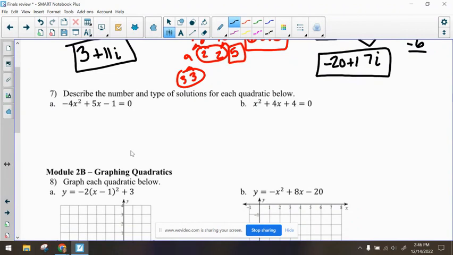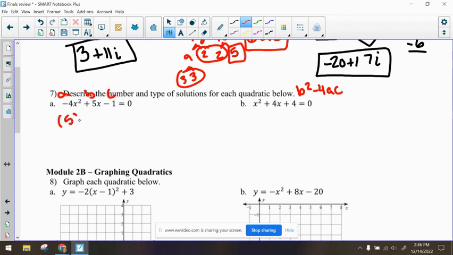Question 7 asks us to describe the number and type of solutions for each quadratic below. That means that we're going to use b squared minus 4ac to determine our answers. That is called the discriminant. Based on what we get, that's how we interpret our results. So it's part of the quadratic formula. So a is negative 4, b is 5, c is negative 1.